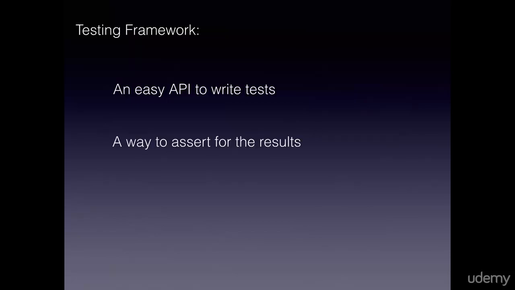Any unit testing framework gives us three things. Number one, an easy to use API to write unit tests. Two, different ways to compare or assert the actual results that are returned from the methods and the results we are expecting. Thirdly, a way to run and report out the results, both the success as well as the failures, in a developer-friendly fashion.